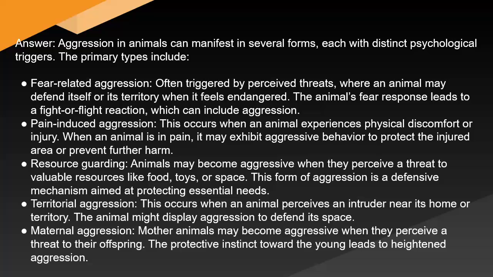Territorial aggression. This occurs when an animal perceives an intruder near its home or territory. The animal might display aggression to defend its space. And maternal aggression. Mother animals may become aggressive when they perceive a threat to their offspring. The protective instinct toward the young leads to heightened aggression.